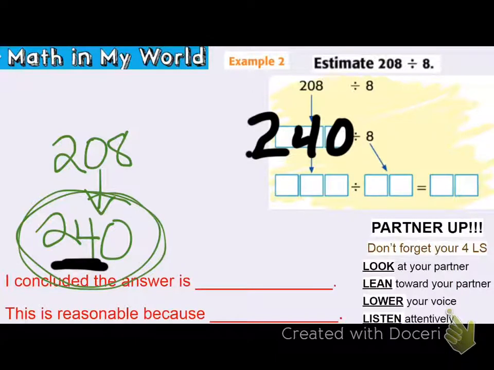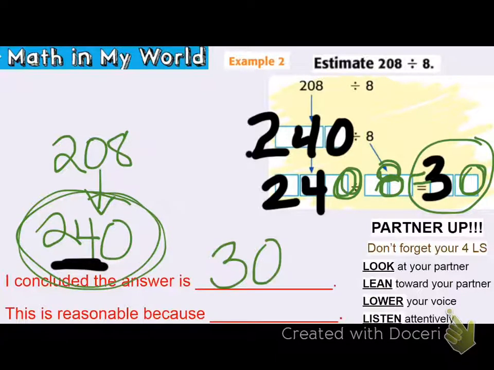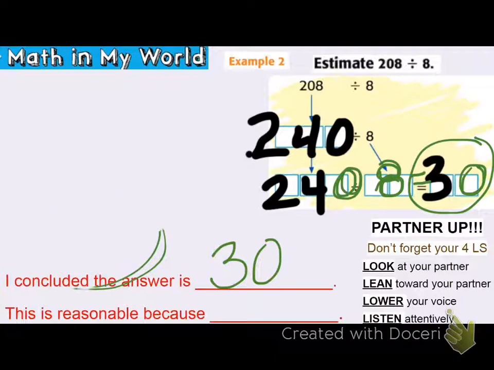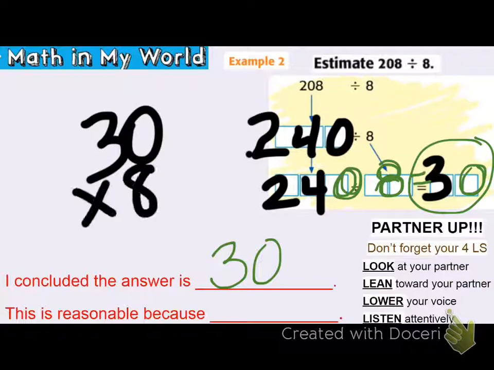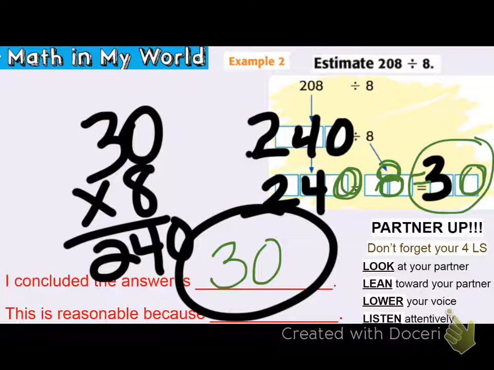Well, I can do my mental math. I can divide. Step 2, 8 divides into 24 3 times. I can also say that this 0 here, I'm going to add that. If I wanted to keep this as 8 and not estimate it to 10, I'm guessing that it's close to 30. I concluded the answer is 30. I think it's reasonable because if I multiply 30 times 8, I do get 240. So I'm going to pick 30.